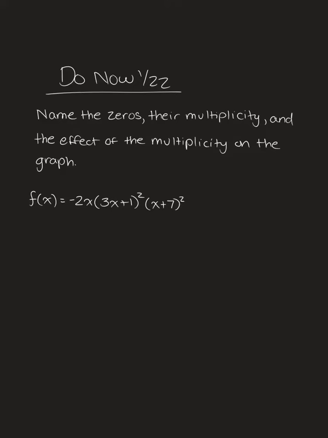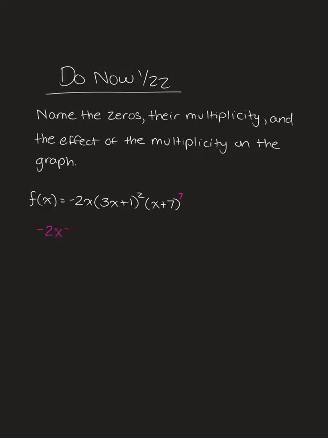All right, so we are asked to name the zeros, their multiplicity, and the effect of the multiplicity on the graph. We are given negative 2x times (3x plus 1) squared times (x plus 7), and this is actually to the 7th power, my mistake, to the 7th. Okay, so to find the zeros, you set each factor equal to 0.